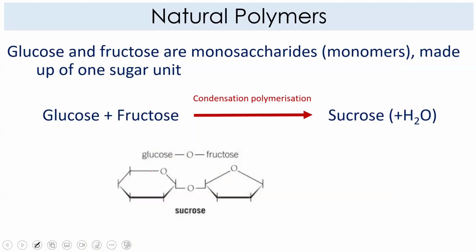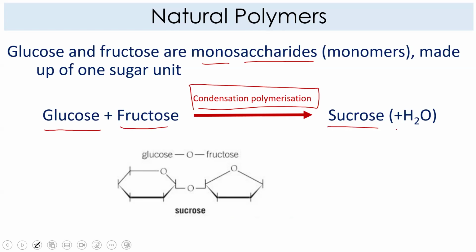Right, polymers. What we're going to do now is very quickly go through some polymer stuff. So natural polymers. Glucose, fructose, monosaccharides. Mono obviously means one, saccharides means sugar. If we do condensation polymerization with glucose and fructose, we make sucrose. And sucrose is predominantly one of the main fruit sugars. Daniel, what's also given off in condensation polymerization?